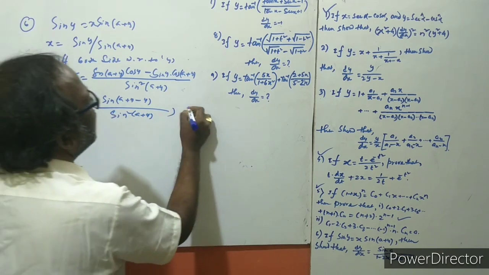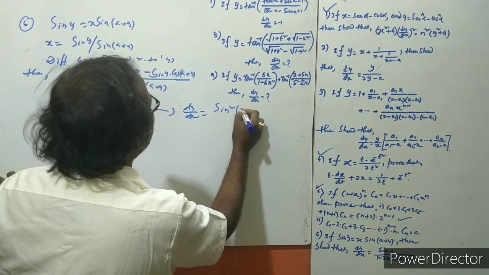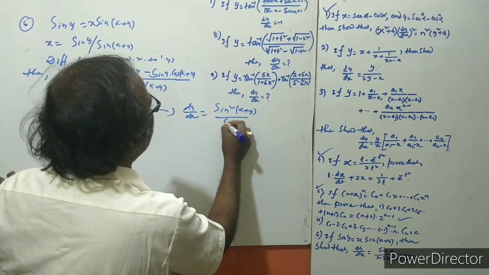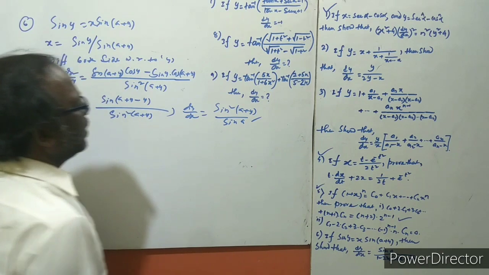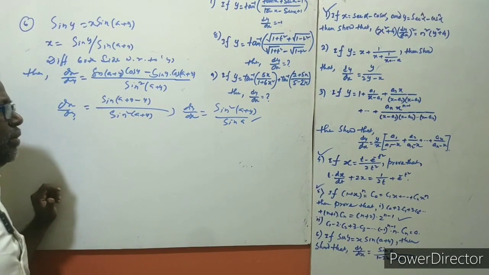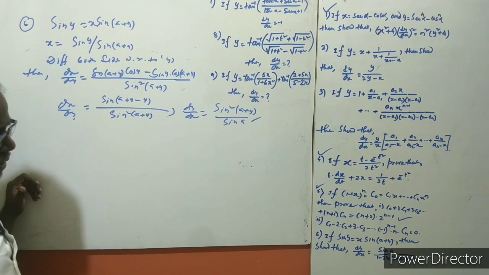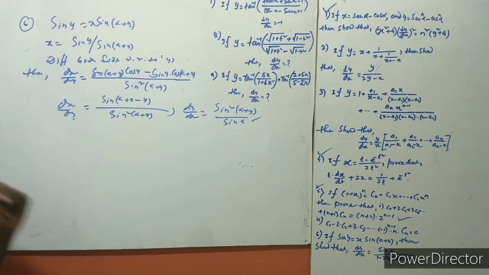So now you can write dy by dx is equal to sin square (a plus y) by sin a. And this is another solution for this question. Now we have found it with respect to the subject y. Next question, for this question you see there is a subject to x.